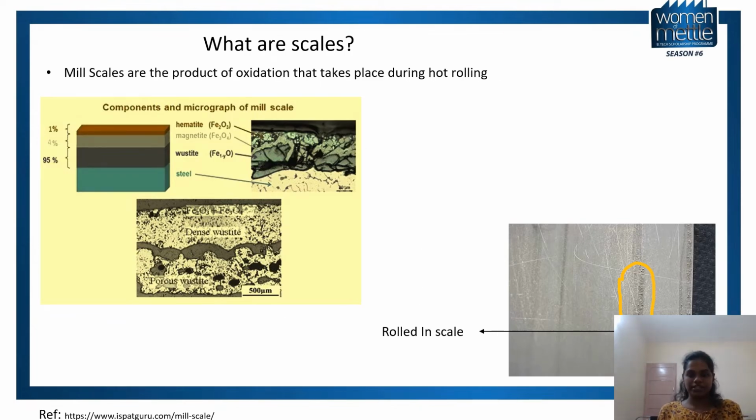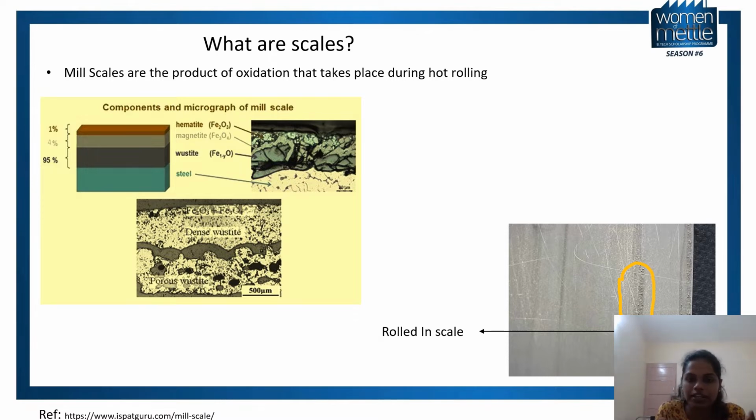Then we come to the basic question, what are scales? Scales are a product of oxidation that takes place during the hot rolling process. Those oxide layers develop at the steel surface, and they are not avoidable. It is a phenomenon that gets into the process whenever rolling is going on. They not only decrease the yield of the steel but also affect the surface layer. So scales are not beneficial for the steel.